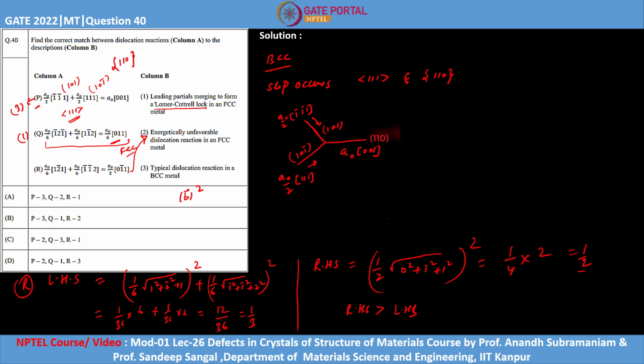So if you summarize, for P, third is the right answer, for Q, first is the right answer, and for R, second is the right answer, right? So P3, Q1, R2. So option B is the right match from column A to column B.